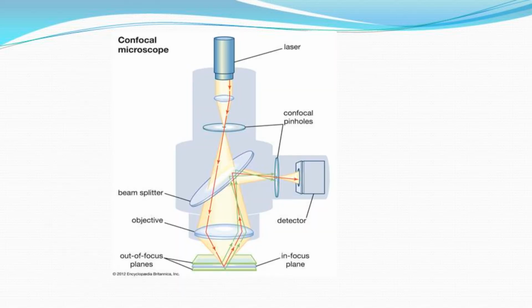This picture shows the working of a confocal microscope. It uses the confocal pinholes, where the out of focus light rays are eliminated. You could also see the high intensity laser beam.